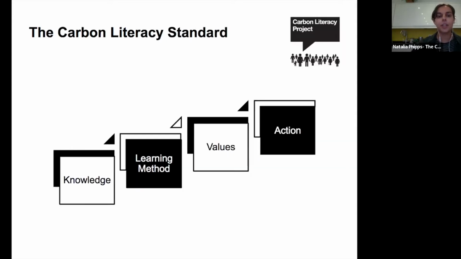There are 4 really important parts of the Carbon Literacy Standard, which offers a framework for the content of a carbon literacy training course. This is broken down into 4 sections, which are knowledge, learning method, values, and action. Each of these has a list of criteria that the content must align with in order for it to be certified as a carbon literacy course.